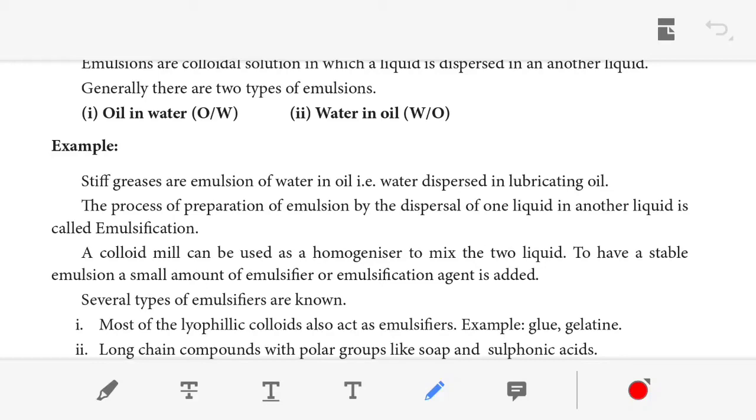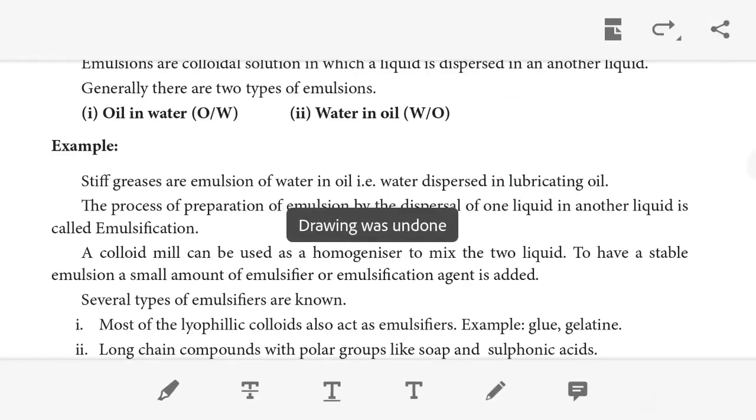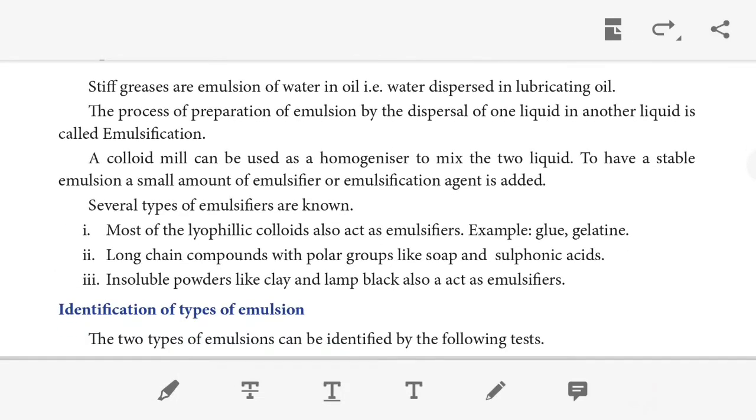Several types of emulsifiers are known. Most lyophilic colloids also act as emulsifiers, for example glue and gelatin. Long chain compounds with polar groups like soap and sulfonic acid are also emulsifiers. Then insoluble powders like clay and lamp black are also emulsifiers.